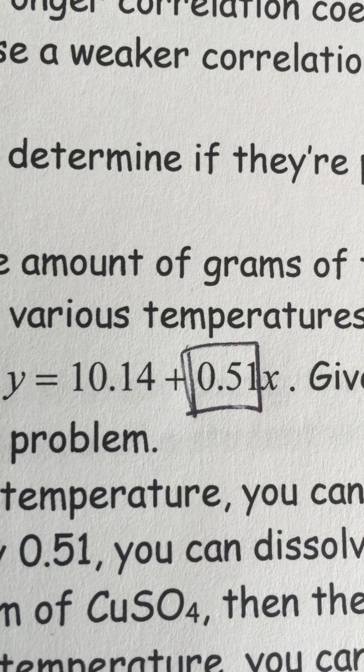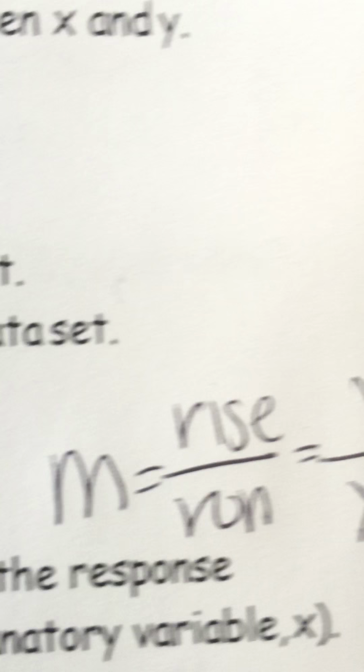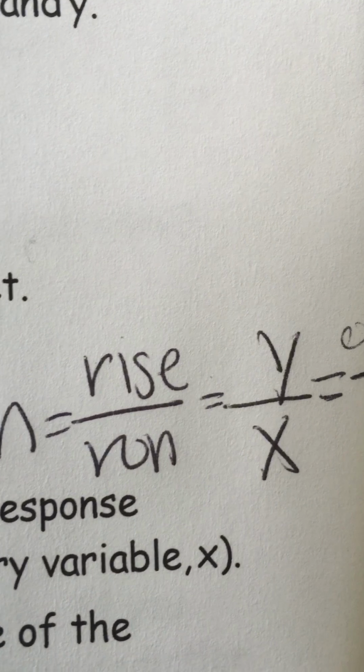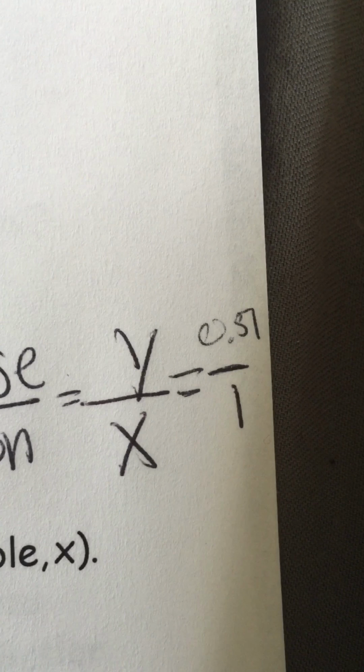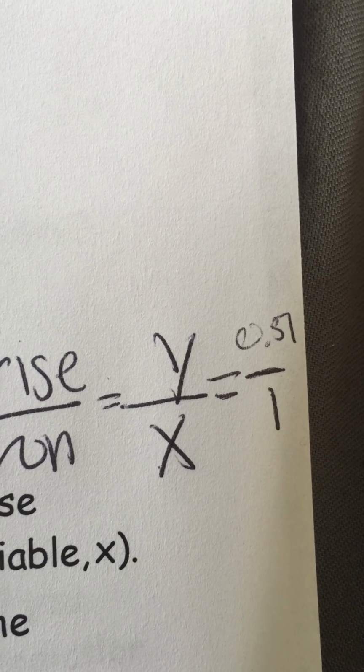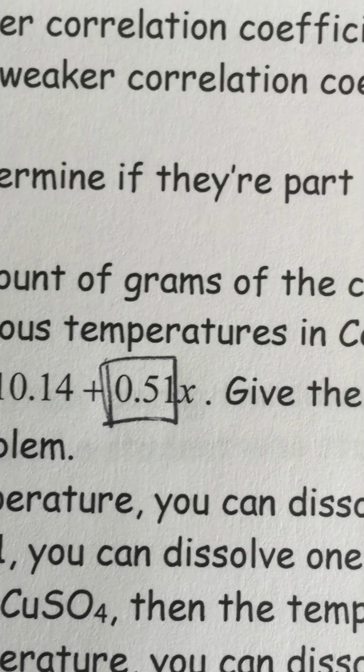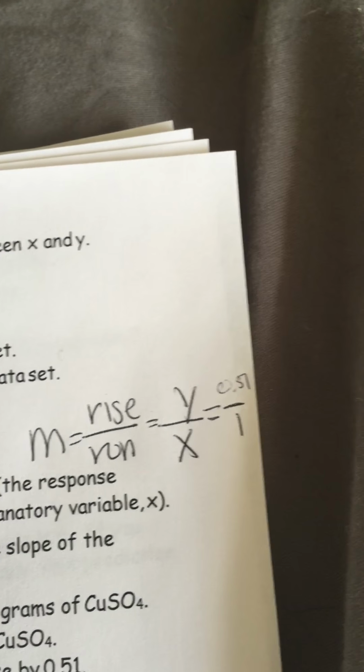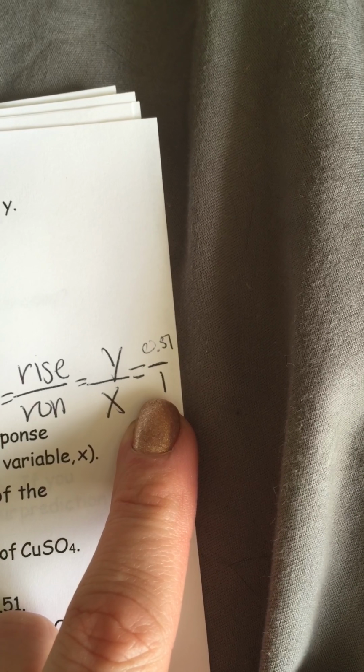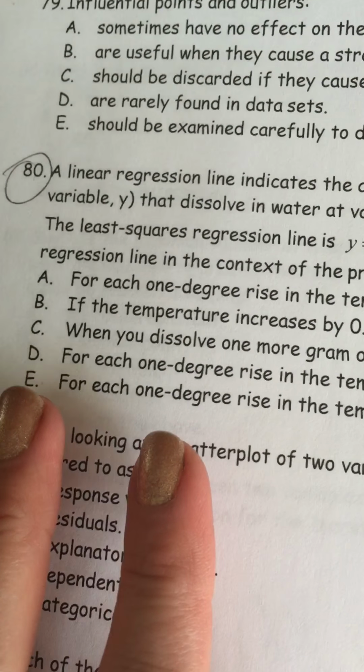Well, our slope is 0.51. Remember, slope is rise over run, which means it's y over x, which is the number 0.51 divided by 1 in our case, if I make that a fraction. So we are talking about degrees on the x-axis and grams on the y. So let's look at these options.